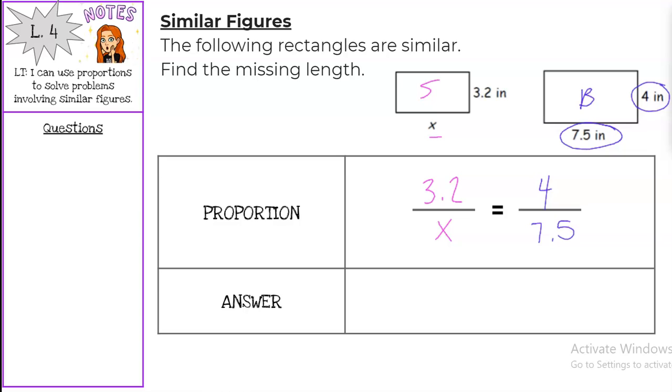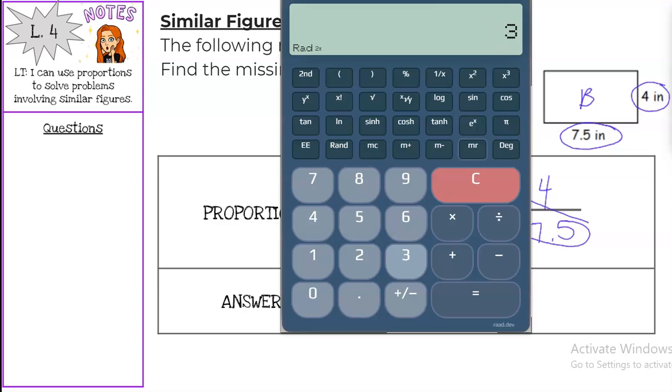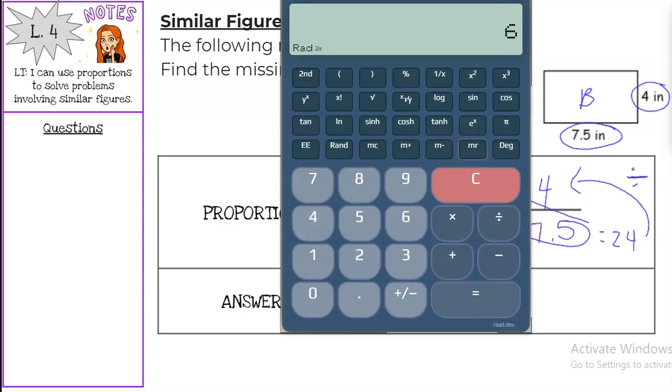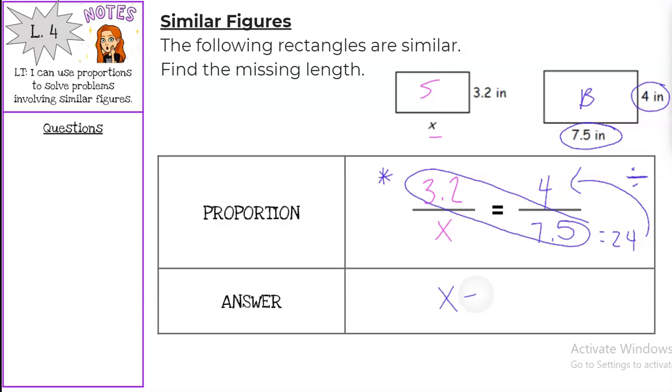Remember, to solve our proportion, we have that cross multiplication piece. We find the two numbers that are across from each other with no variable, and we multiply those. So we do 3.2 times 7.5, and that is 24. And then we just divide it by the remaining number. We do 24 divided by 4, and we get 6. So that is the missing length.